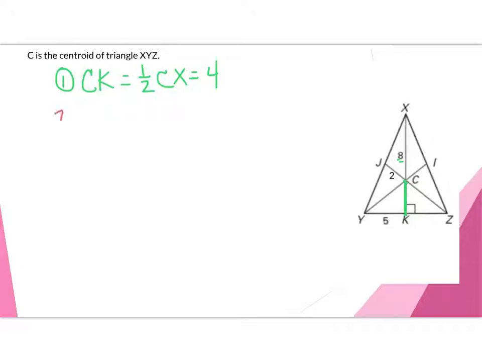If I wanted to know how big KZ is, this is this piece right here. The fact that this is a centroid then means each of these halves has been bisected. So I know that KZ is going to be 5 because it's congruent to YK.